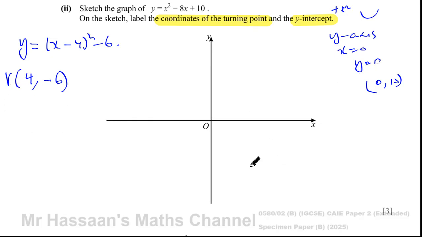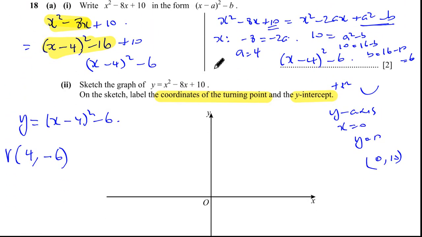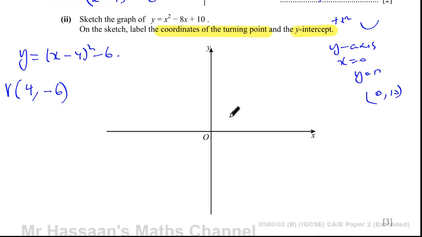So it's going to go below the x-axis, because it's going to turn somewhere down here, at 4, minus 6. Okay, so we know it's going to look something like this. It's going to cross the y-axis at 10 and turn at 4, negative 6. All right, so it's going to have this type of shape.